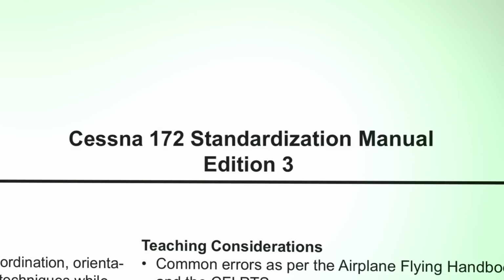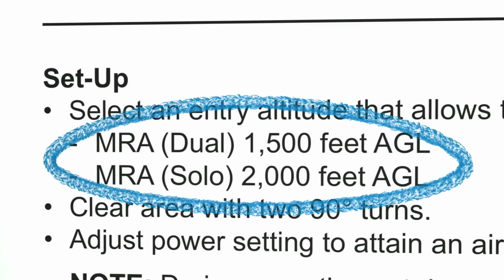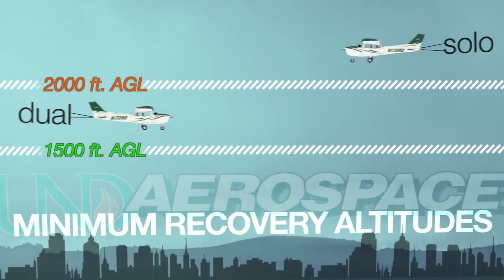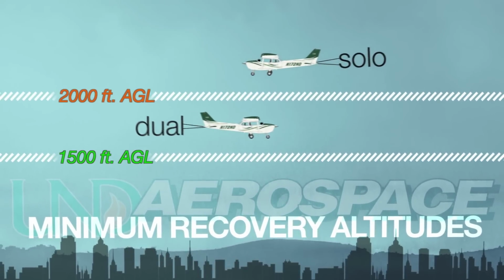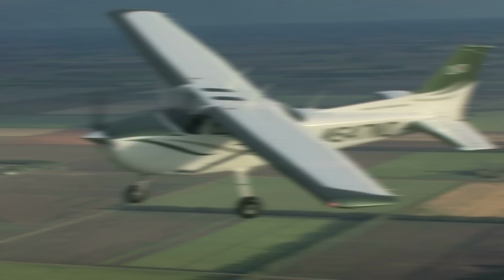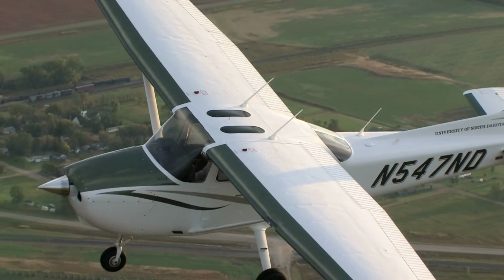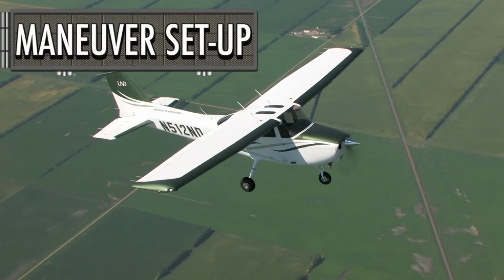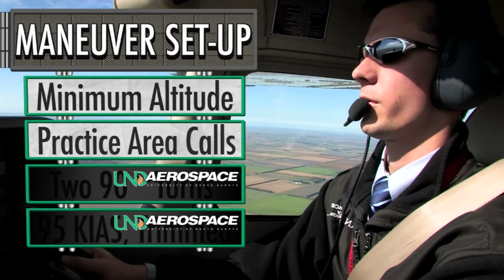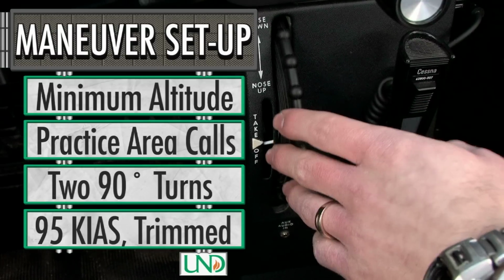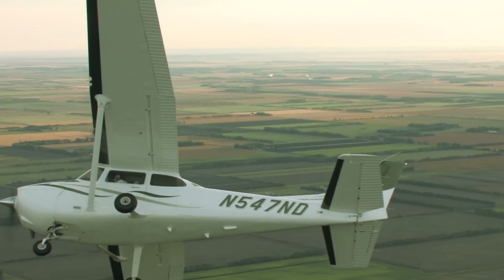Follow the UND Cessna 172 Standardization Manual. Begin at a safe altitude at or above 1,500 feet AGL on dual flights and 2,000 feet AGL on a solo flight. Remember, these altitudes are the minimum recovery altitudes. Start above these altitudes to account for any irregularities or unforeseen losses of altitude that might occur during the maneuver. Once at a safe altitude, clear the area with practice area calls and two 90-degree clearing turns. Establish 95 knots indicated and trim the airplane. With these basic setup items complete, let's catch up with UND CFI Mike Lents in the cockpit.